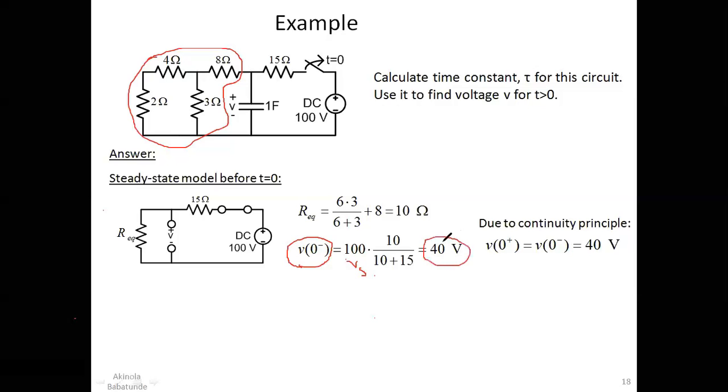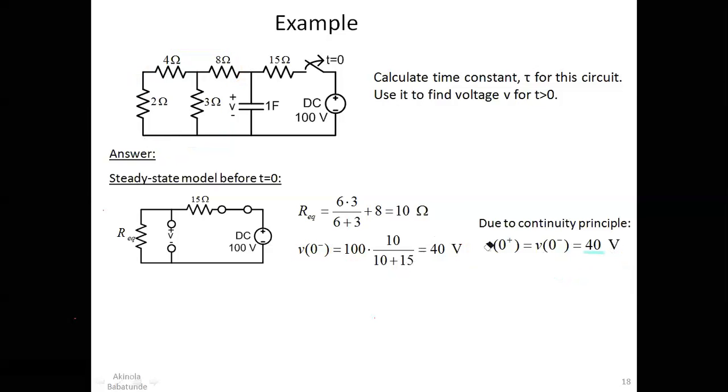And don't forget, in steady state, we always pay attention to the continuity principle. So it simply means your V of 0 minus would be the same thing as V of 0 plus, which would also be the same thing as V of 0, by the way, and that would be equal to 40 volts, as you can see here. All right, so now we have been able to handle that.